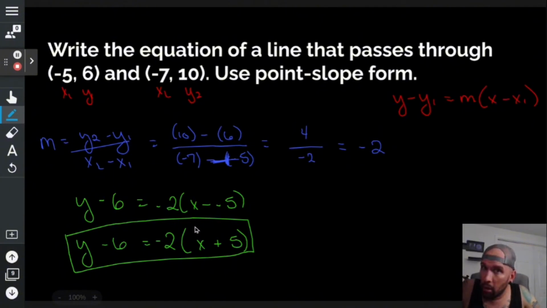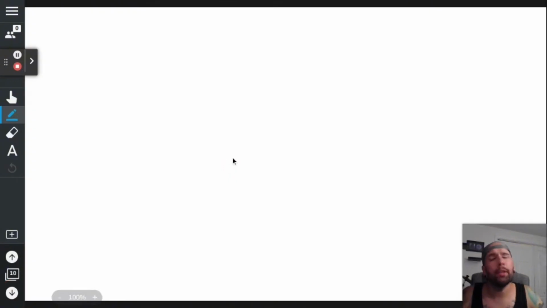Yes. The trick is, if I were to take this, distribute that -2 out, and add 6 to both sides, I will end up with a unique slope-intercept equation. If I were to plug the other point in instead of -5, 6, I would end up getting the same exact unique equation. So worrying about which point to use doesn't matter. It doesn't matter at all. And if you didn't know that, now you know.